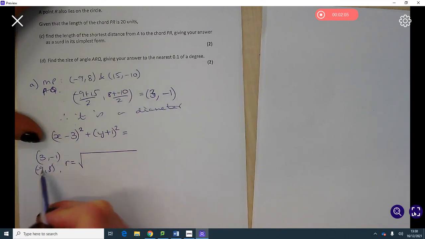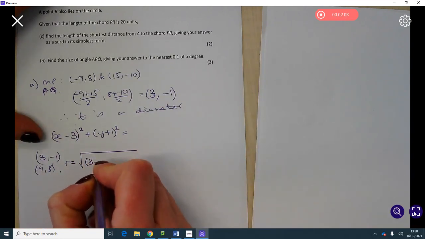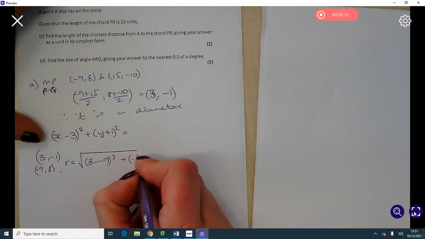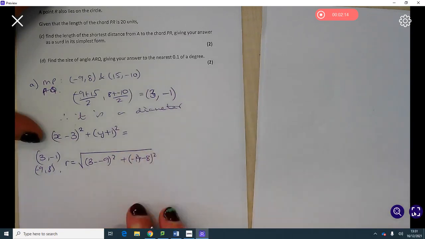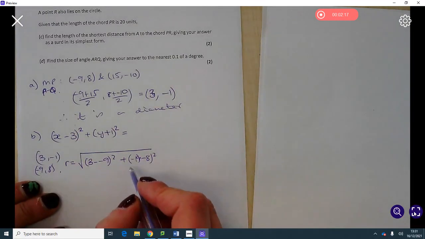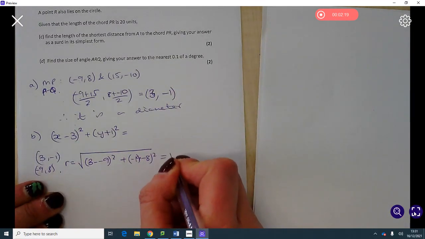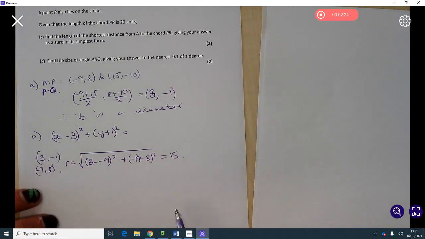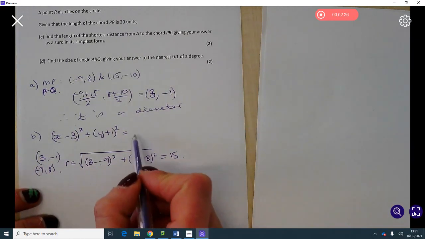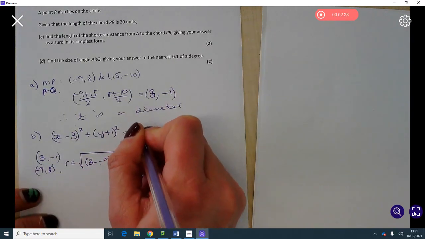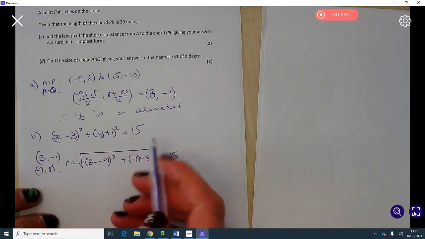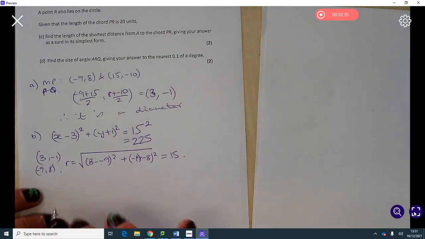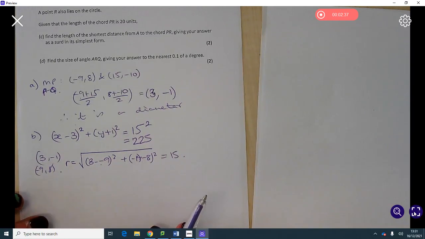is (3 take away -9) squared, add (-1 take 8) squared, and then square root in Pythagoras. Now that gives us 15. 12 squared add 9 squared is 15 squared, and then square root, but the equation needs to be equal to 15 squared, the radius squared. So you can either substitute in 15 squared or 225, and both of those are acceptable answers there.